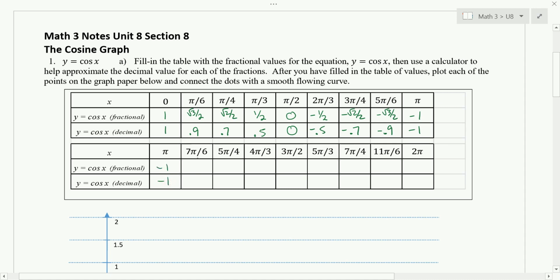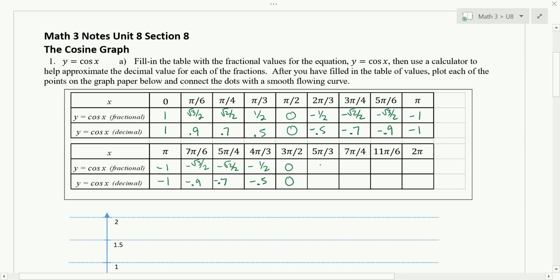Quadrant 3. Okay, now we're in quadrant 3. Cosine positive or negative? Negative. And so this is negative root 3 over 2 for a 30-degree angle. 45-degree angle in quadrant 3 gives us negative root 2 over 2. 60-degree angle in quadrant 3 gives us negative 1/2. And then 270 degrees gives us what? 0.